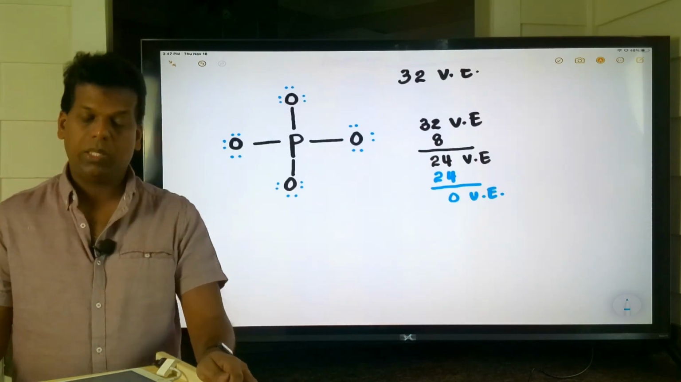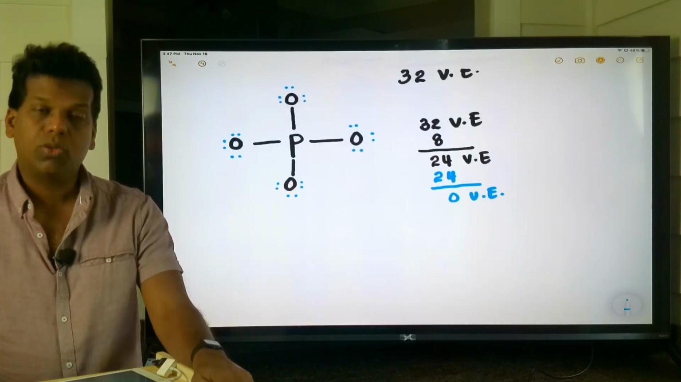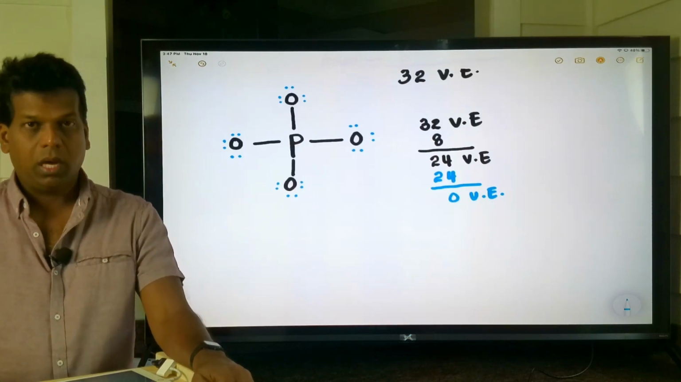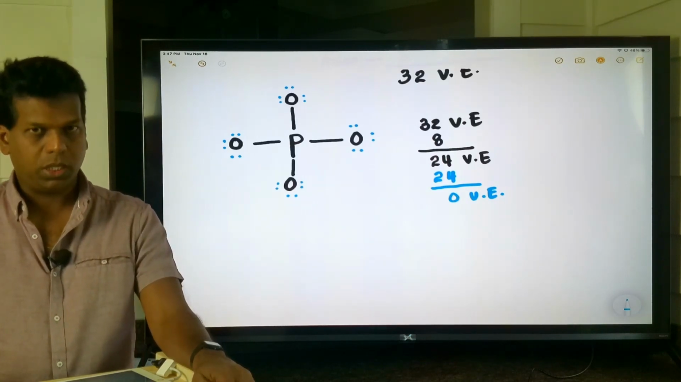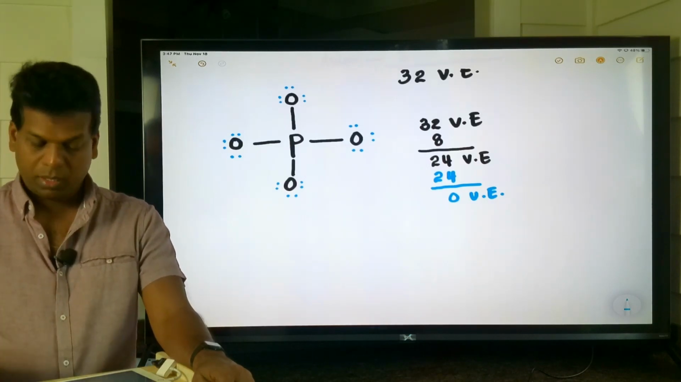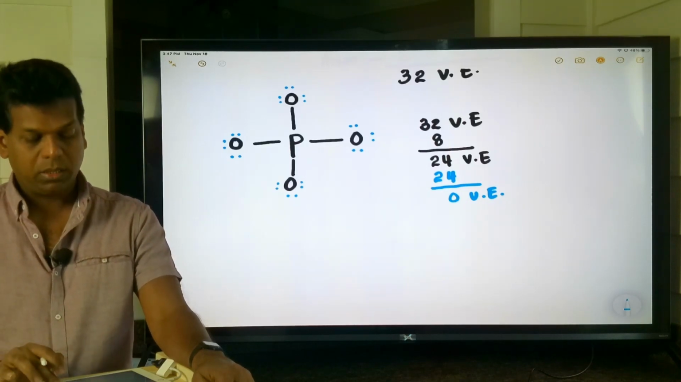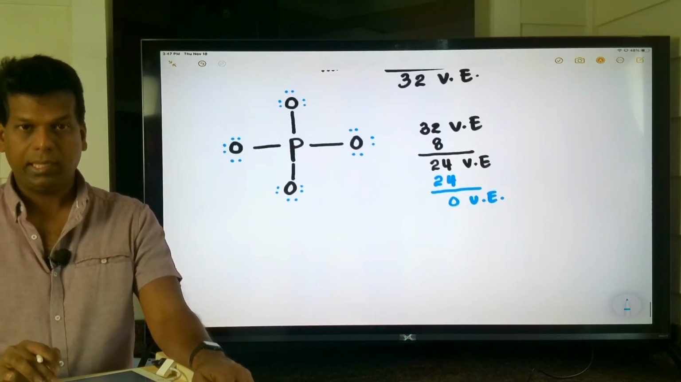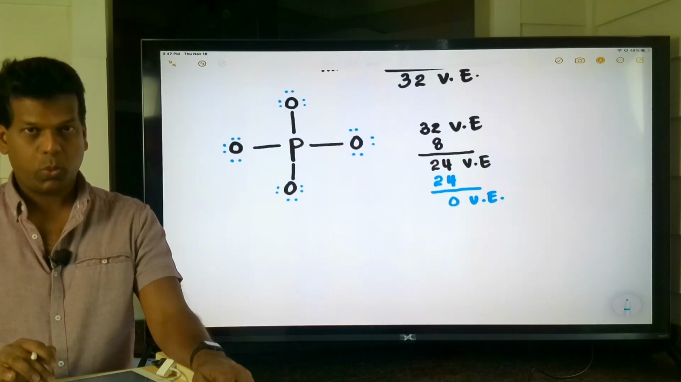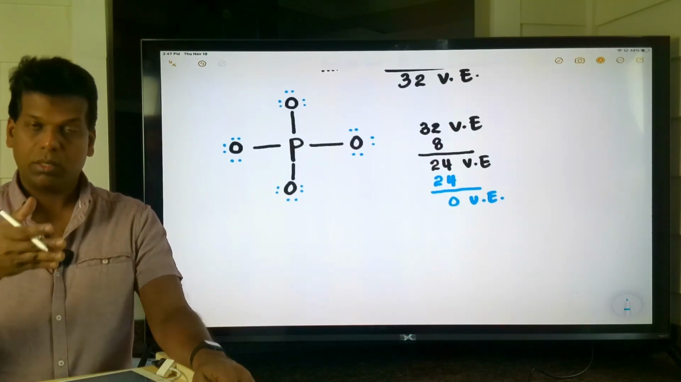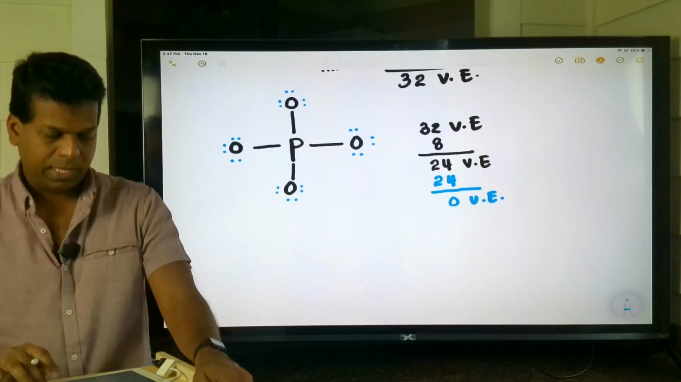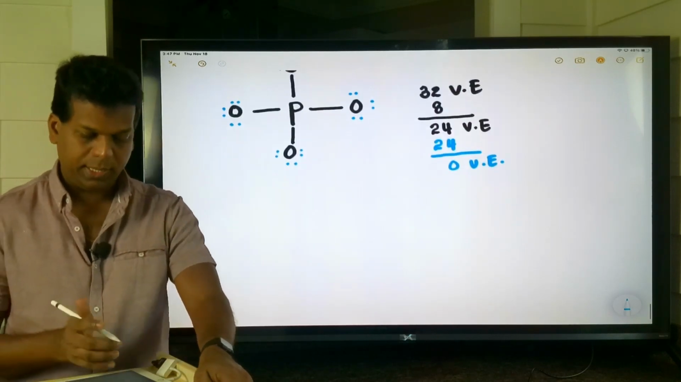So now we have to check whether our structure is right. How do you check it? By checking the formal charges, right? So let's look at the central atom, the phosphorus. The formal charge of phosphorus, if I calculate, is +1. We just calculate it using the formula. I'll do it without writing in letters.